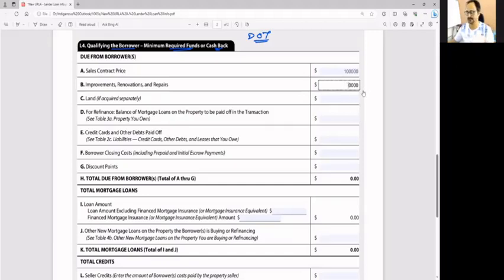That could be one scenario. Let's not get into that. Now land, sometimes I'm purchasing a property, and I am also purchasing a land separately. Very minimum cases, right? But that could be a scenario.